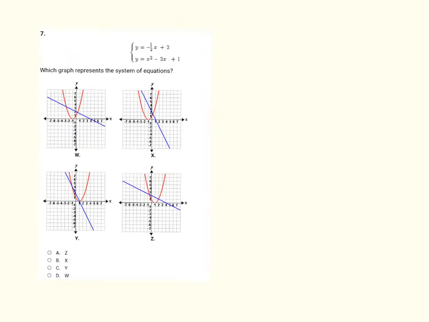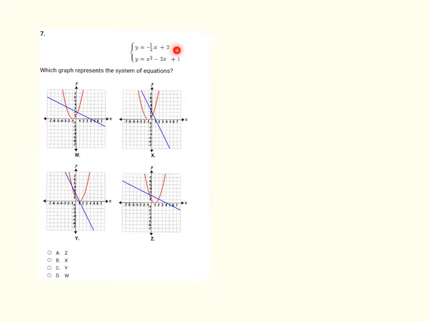This problem's similar, only I have a line and a U, a line and a quadratic, instead of two U's. So here, same thing, you could put this in your graphing calculator and just graph it, or you can look at the equations and figure out the graphs that way.